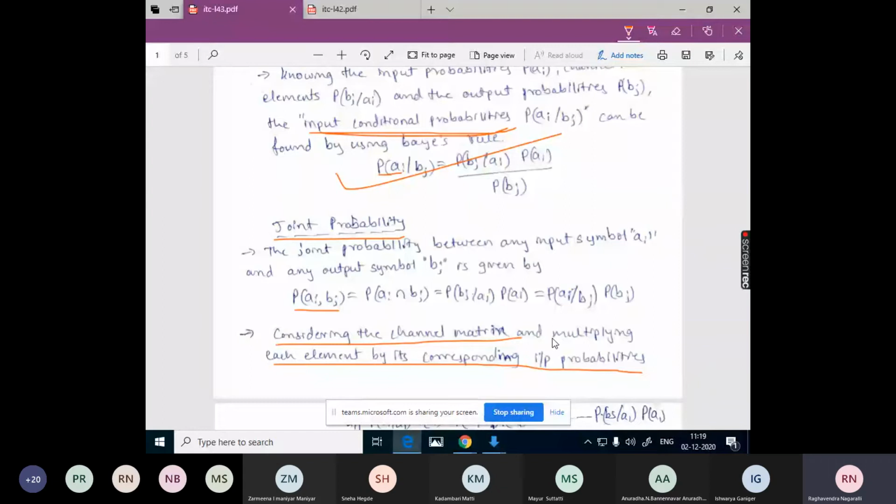Let's see one example here, the first example of this module. In a communication system, a transmitter has three input symbols, A1, A2 and A3, and the receiver has three output symbols, B1, B2 and B3.